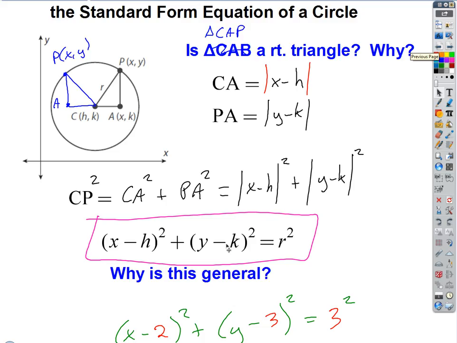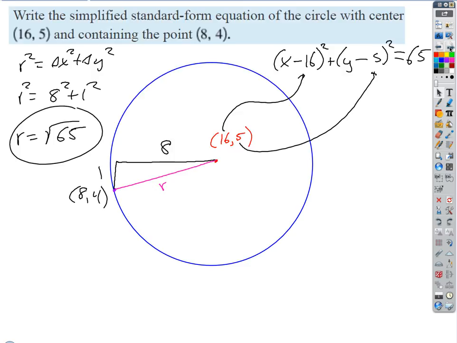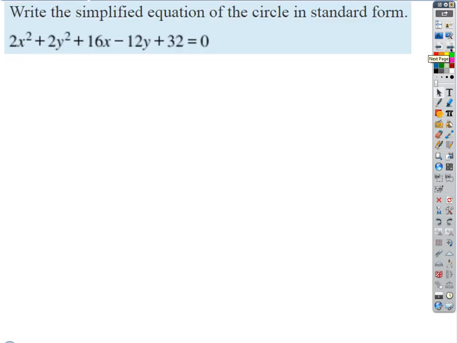And so the only way that I could get numbers other than 1 in front of the x squared and the y squared is if I multiplied both sides of the equation by something, right? So then, what does that mean in terms of that problem? Divide by 2, right? That's all I've got to do.